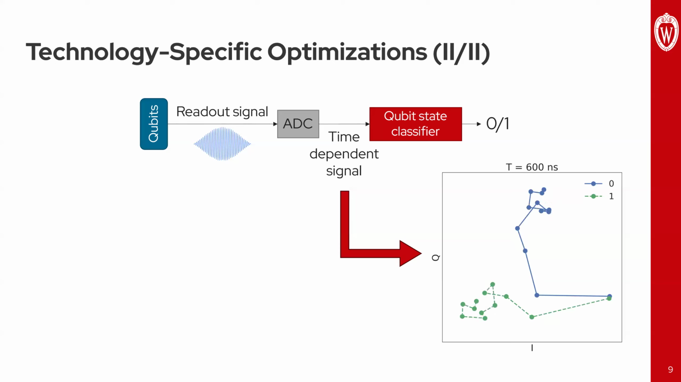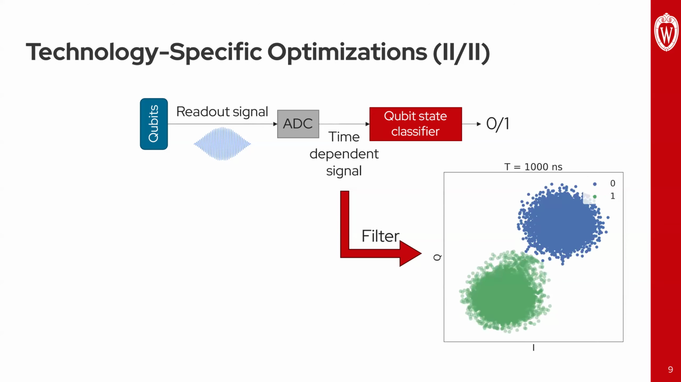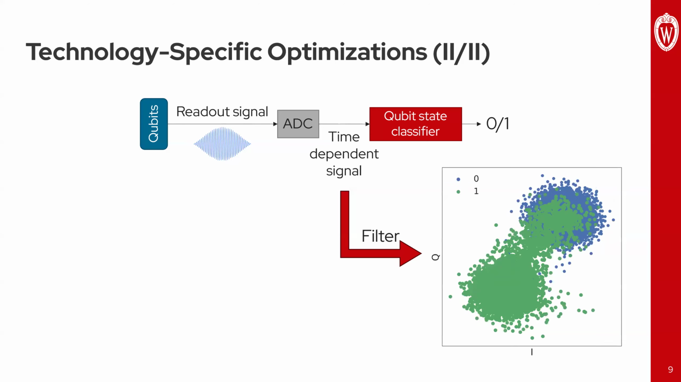So what we can do is filter it, and that gives us these nice clouds. And we can easily distinguish between state 0 and state 1. You can see there's a very clear linear boundary between the two states. And you can use very simple heuristics to discriminate the state of the qubit. Now, this is a very clean image I'm showing you. It's not the reality. The reality looks like that.